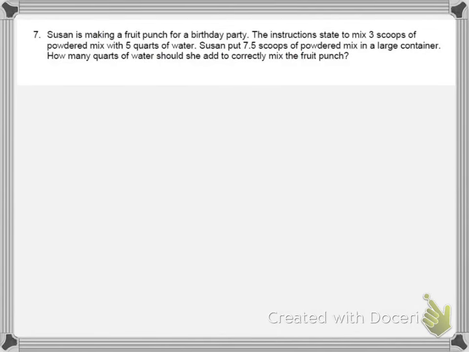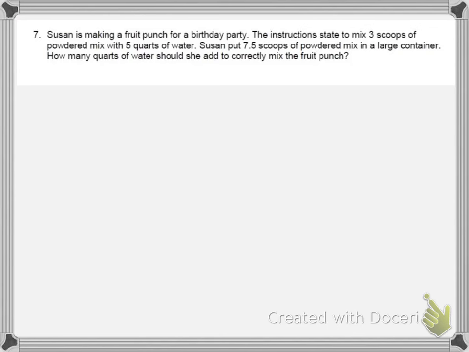We are going to solve this story problem using the unit rate that is given to us to solve the question. So it says Susan is making fruit punch for a birthday party. The instructions state to mix 3 scoops of powdered mix with 5 quarts of water. Susan put 7.5 scoops of powdered mix into a large container. How many quarts of water should she add correctly to mix the fruit punch?